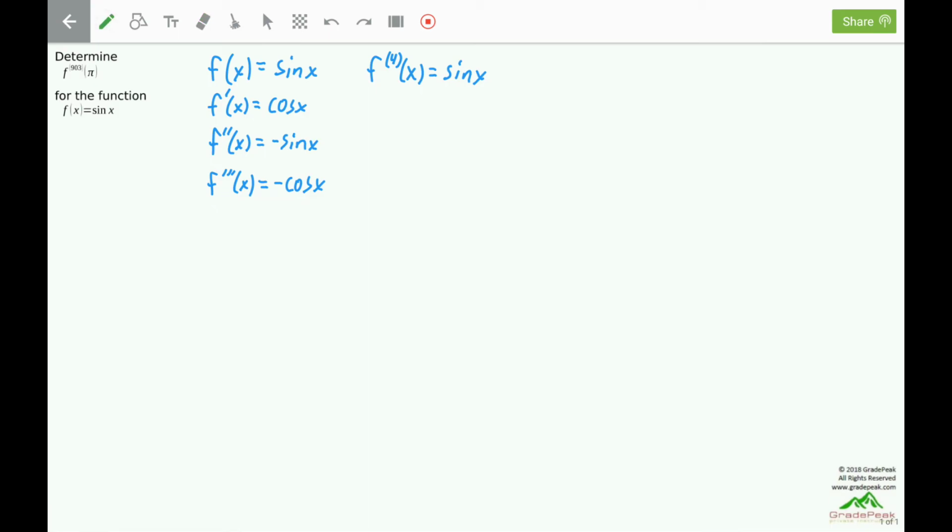And for this reason, every fourth derivative will be sin x, and that means we can write f^(4n)(x) will be sin x every time you go to a fourth derivative, the 4th, the 8th, the 12th. And we call that 4n in general, where n is a positive integer.